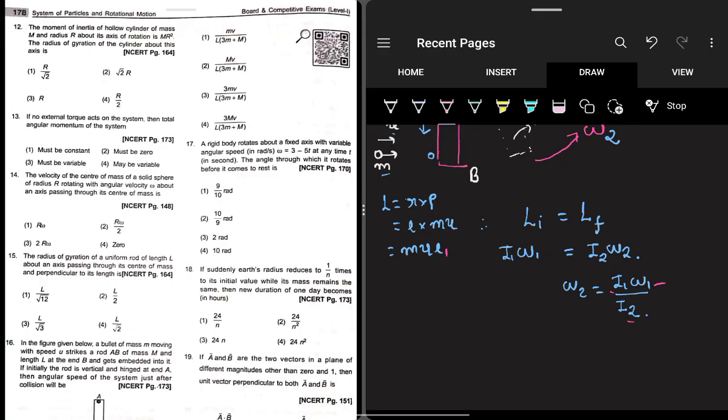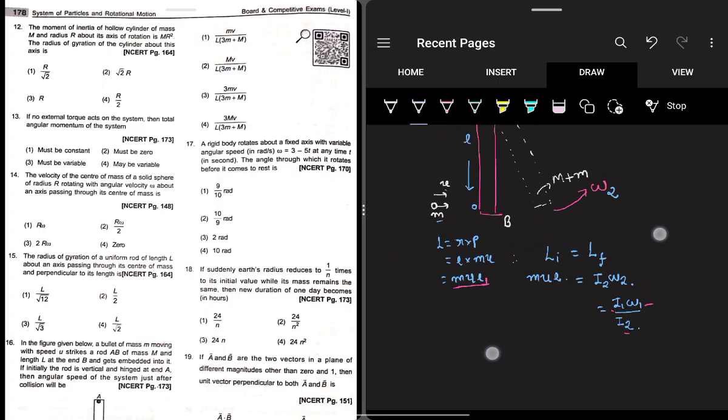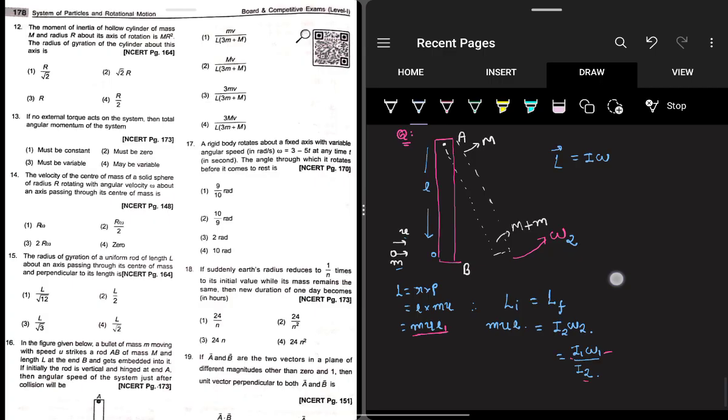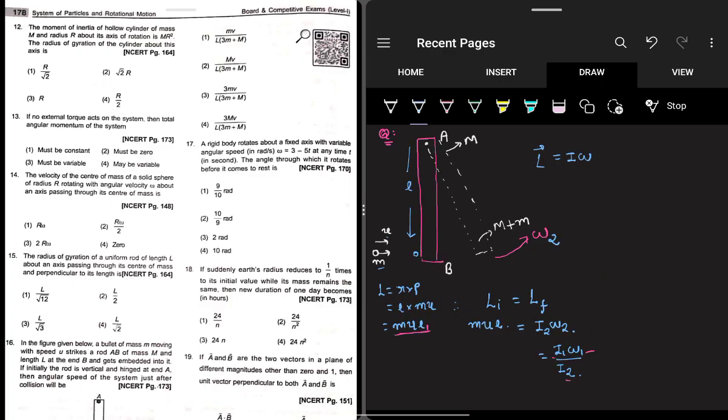So this is the same thing. Here we can use this mul, or we cannot. What do you think? Can we use this thing or not? Yes, so we can use this. But in this question, after mul is equal to I2 omega 2, so then how do we move forward with this?